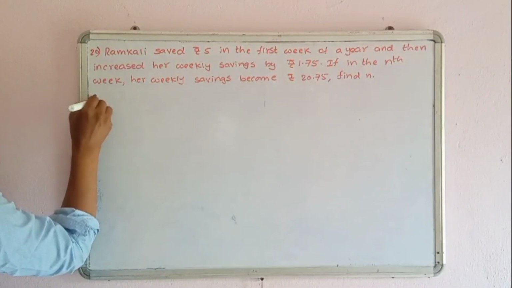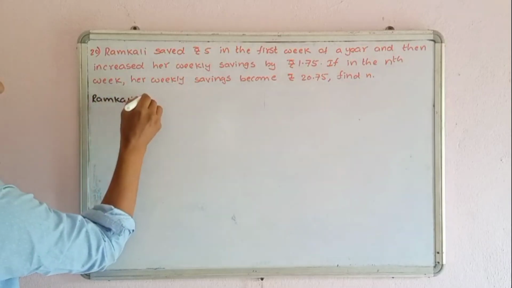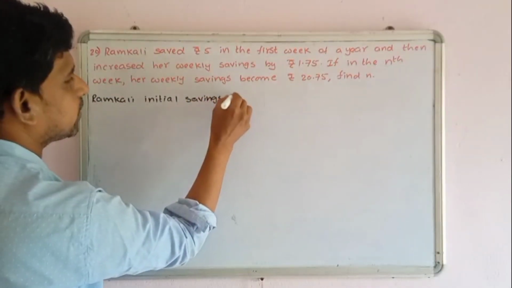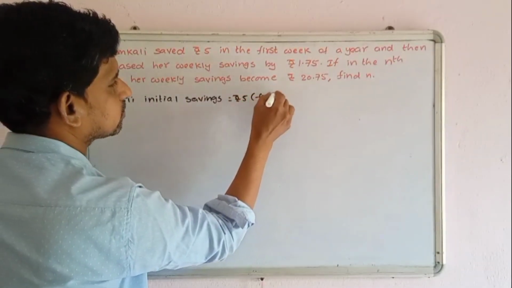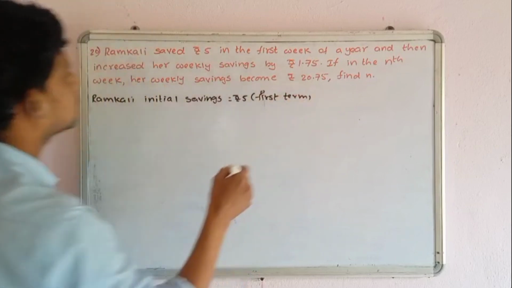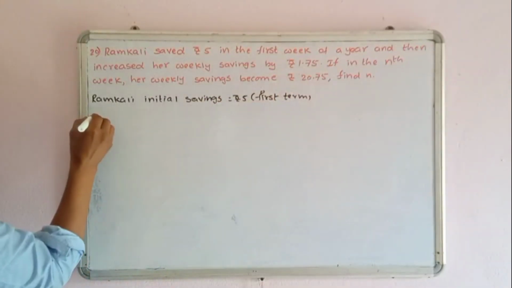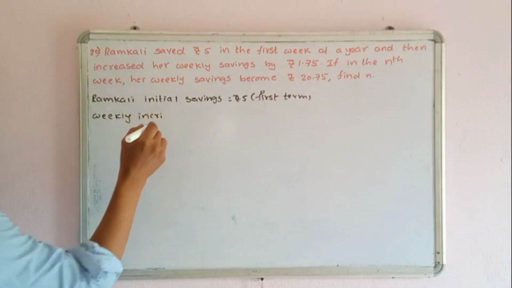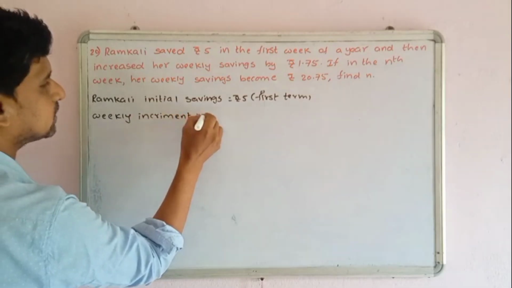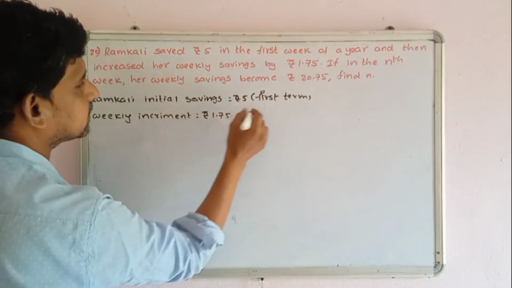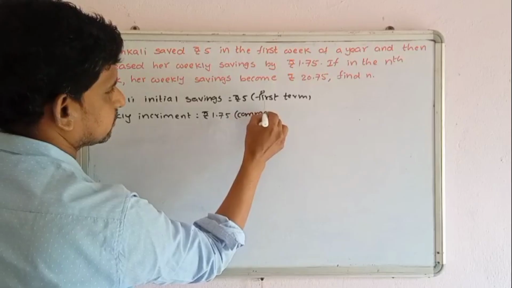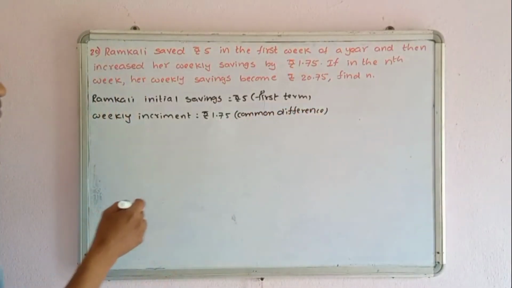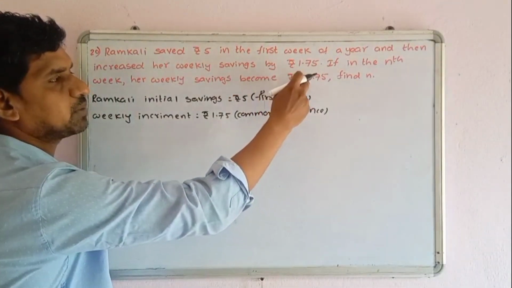Okay. Ramkali's initial savings, that is 5 rupees. This is the first term. So weekly increment how much? 1.75. Weekly increment is rupees 1.75. This is common difference. Okay. Now how many weeks after she got 20.75?